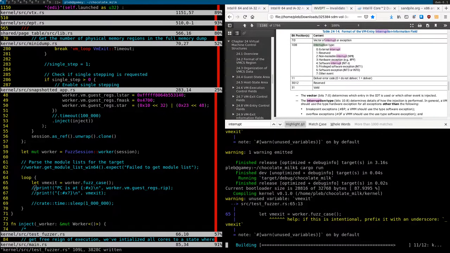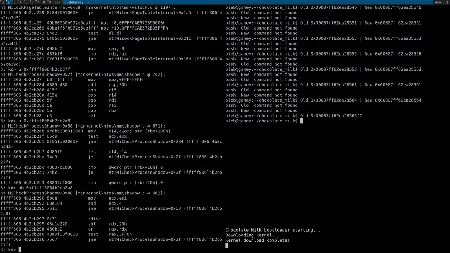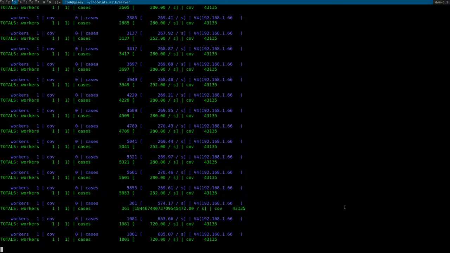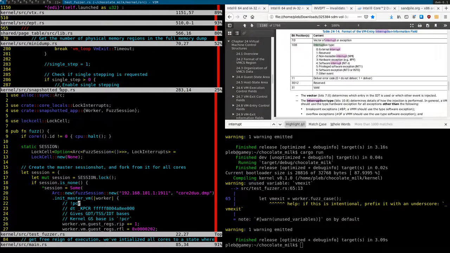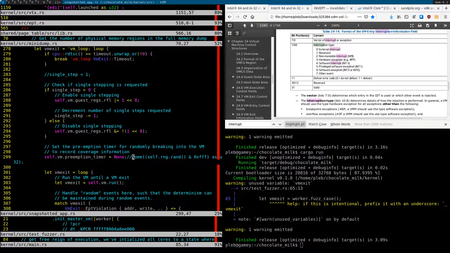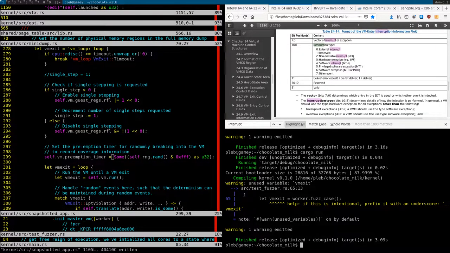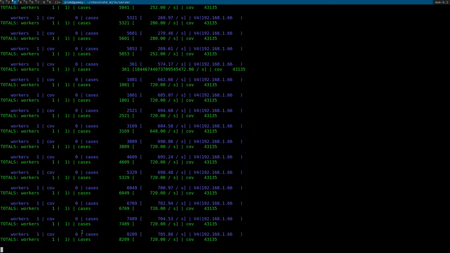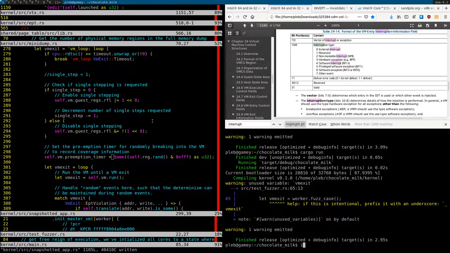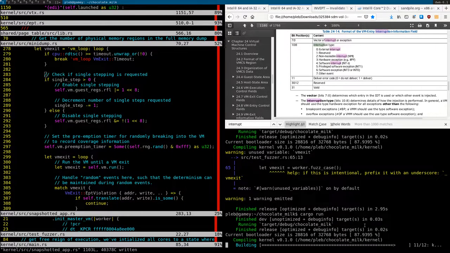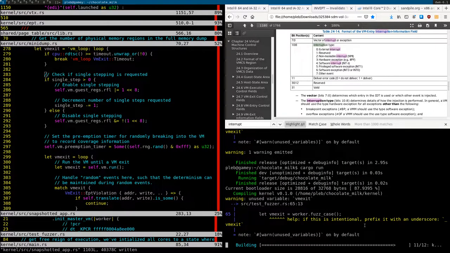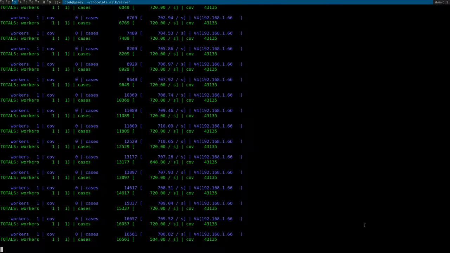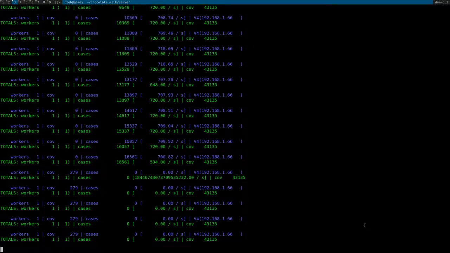Which then means we can do this. And now we can see the perf. 720 a second, single core. Oh yeah, now let's add the sampling so we can see coverage, because right now coverage is zero. So I'll set coverage, I don't know, FFF. 1 in 4K will randomly try coverage. We can do almost free coverage now with EPT.